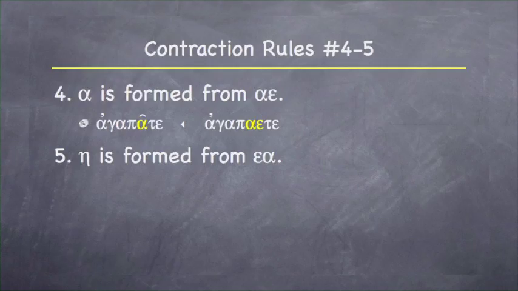So for example, in the second person plural form for agapao, you would have agapaete, which would then contract to agapate. Okay? And you don't have any examples so far of eta being formed by epsilon alpha, but they're coming. All right. Okay, those are the big 5 rules.